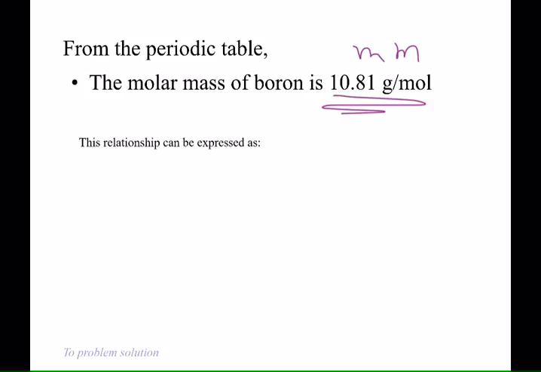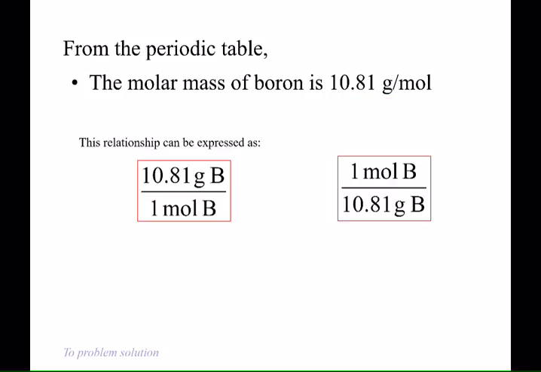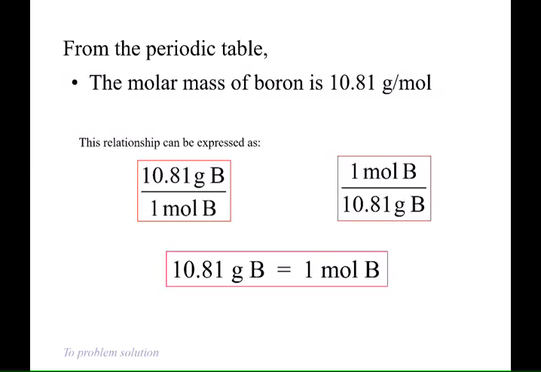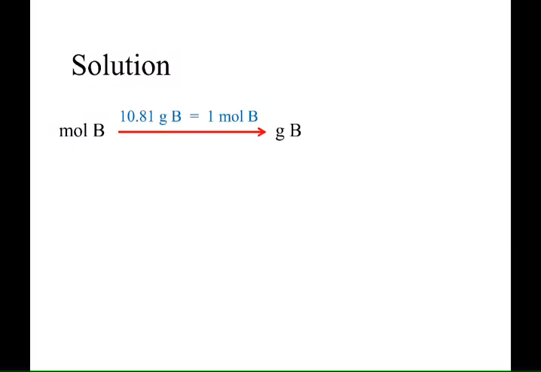So that's the molar mass of boron. We can unpack that to look like this. We can flip it to look like this. We can flatten it out to look like this. So these are all saying the same thing for the element boron, the property. It's the molar mass of boron. All right, so we're ready to work this problem. And again, here's what the strategy looks like. We're going to go from moles to grams using the molar mass.